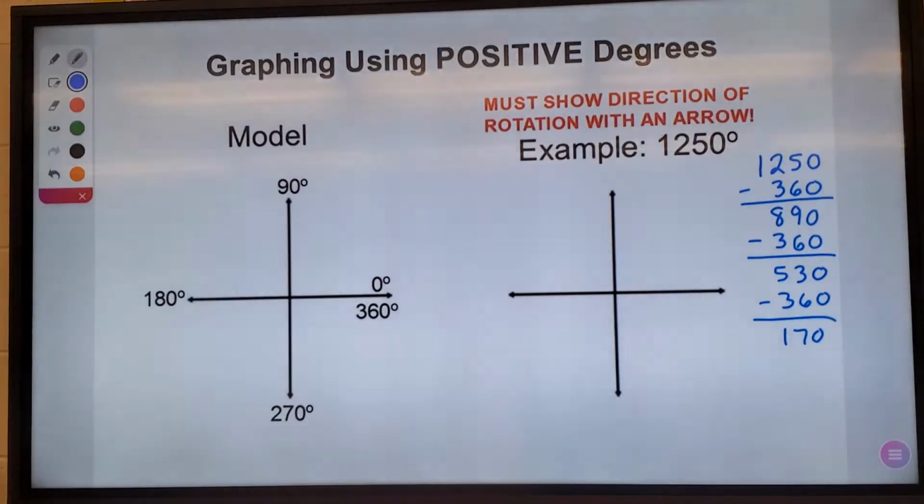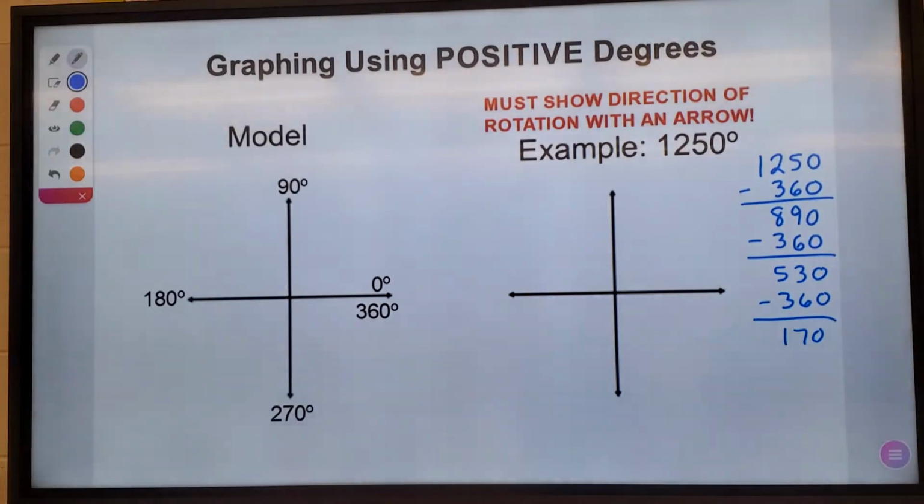I'm looking for you to get someplace between 0 and 359 degrees. Okay, if you get to 360 degrees, I want you to continue to subtract one more set of 360 to give you 0. So here 170 is between 0 and 359 degrees, be it positive or be it negative. But that's where I want you to stop, all right?